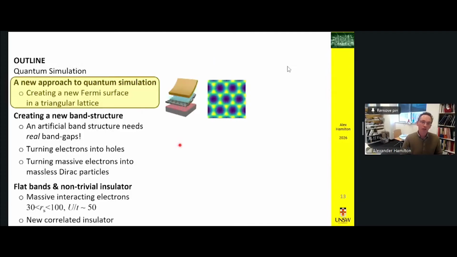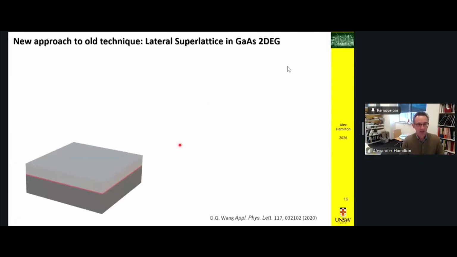So what I want to show you now is a new approach to doing this, and how we can use a very flexible approach to create new band structures. So we're going to use a new approach to an old technique. We're going to take the cleanest electrons in solid state that you can have, and the cleanest material that is known is gallium arsenide. So we're going to take a crystal containing a gallium arsenide two-dimensional electron system, shown here in red, and then we're going to put a periodic lattice on it.